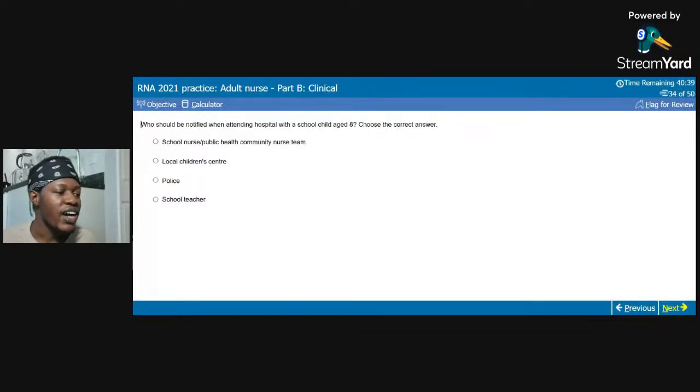Who should be notified when attending hospital with a child aged 8? Choose the correct answer. I think this should be the school teacher. It should be the school teacher. Or is it the school nurse? Oh Lord. School teacher. It should be the school teacher.